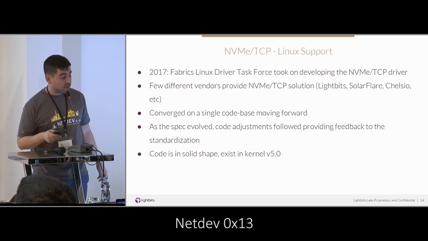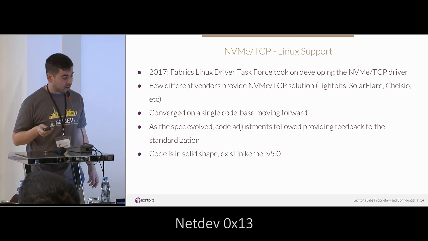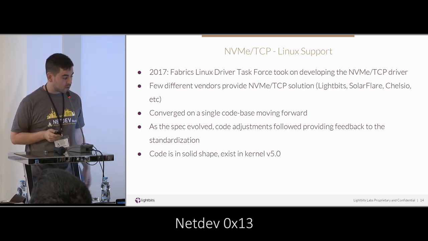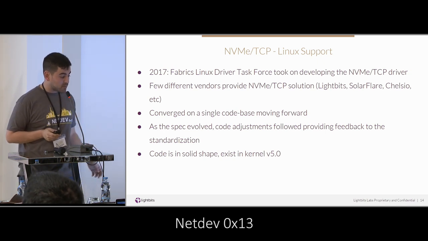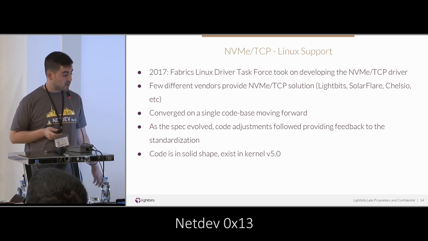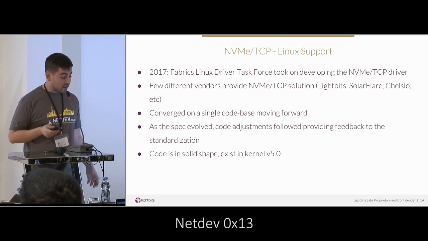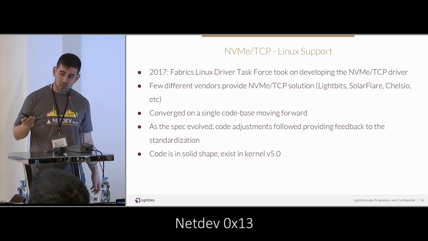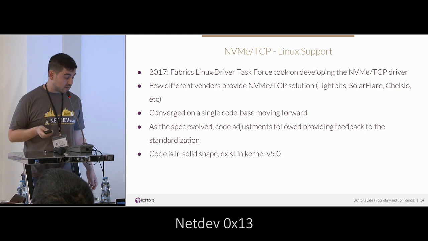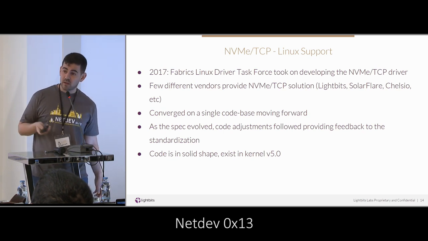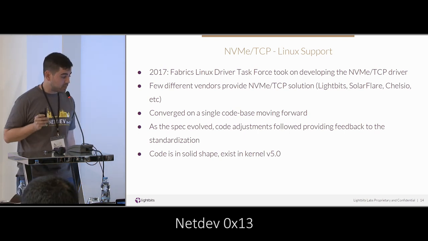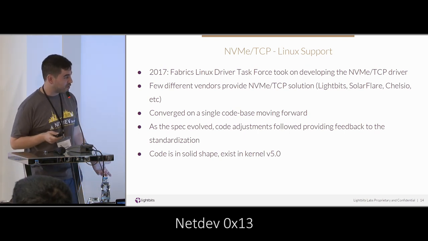Okay, so the NVMe over TCP Linux support actually started in 2017 after a few different branches and Git repositories. A few different vendors provide NVMe over TCP solutions: Lightbits, Solarflare, Chelsio, and others. We converged on a single code base again, the same as we did with the NVMe over Fabrics code. The code is currently in solid shape, and you can actually find it in kernel 5.0, the NVMe over TCP, so it's nice and exciting for all of us, I guess.